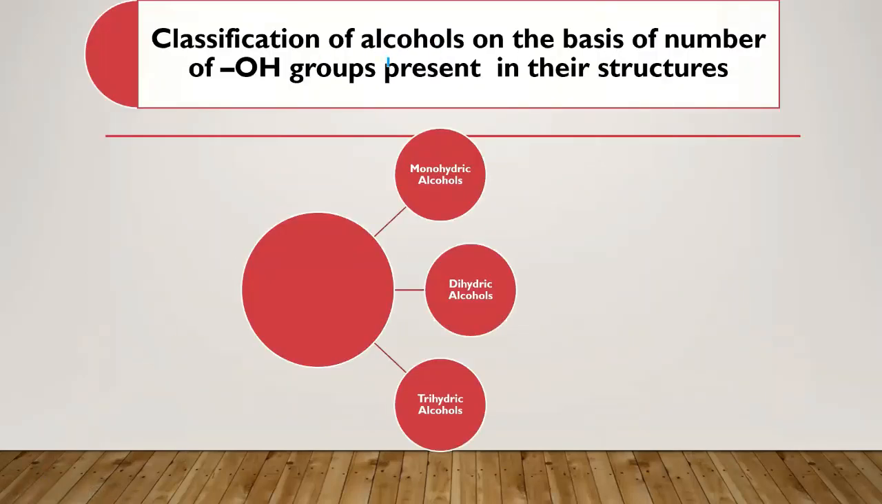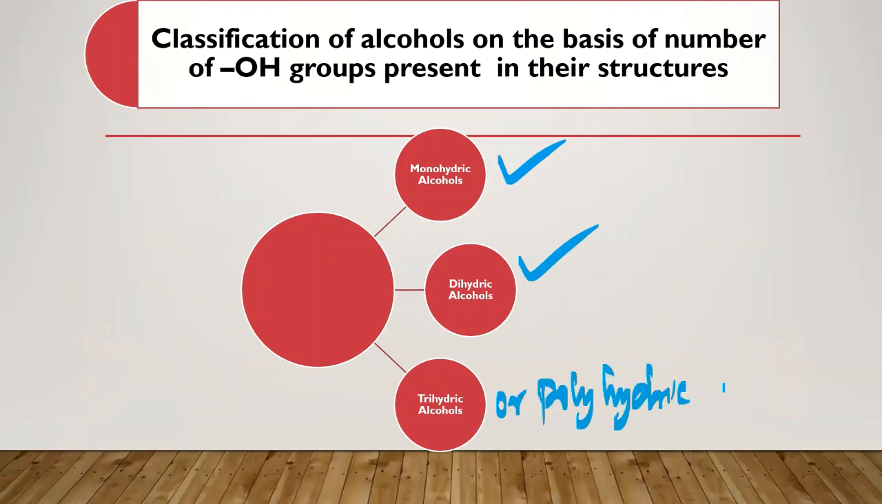Dear friends, now we can classify the alcohols on the basis of the number of OH groups present in their structures. So how many OH groups are present in an alcohol? We can classify them into monohydric alcohol, dihydric alcohol, trihydric alcohol, or you can also call it polyhydric alcohol. We classify them on the basis of that into monohydric, dihydric, and trihydric.